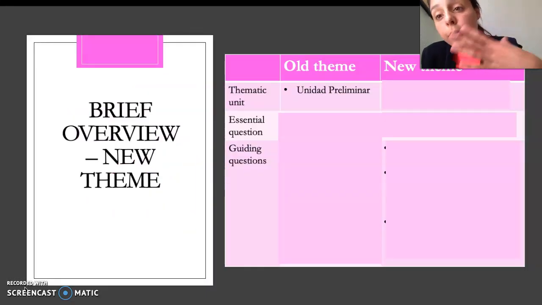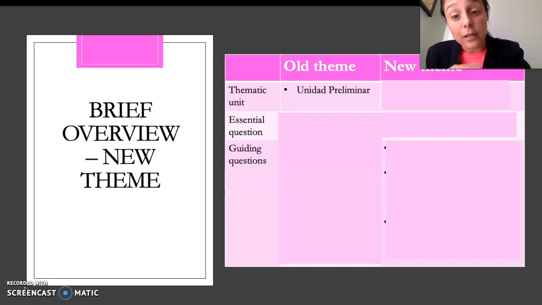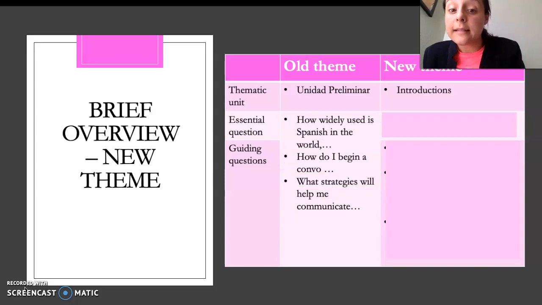The unit for the textbook was Unidad Preliminar, and I just updated my theme to introductions. These were the essential questions, and there were 3 of them, for the textbook unit. How widely used is Spanish in the world? How do I begin a conversation in Spanish? What strategies will help me communicate in Spanish? I used a lot of these questions and just adapted them more to fit my goals for the unit.